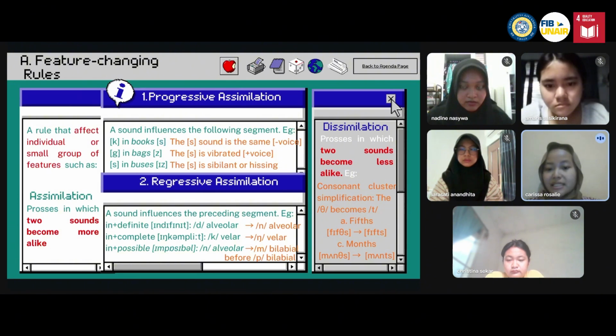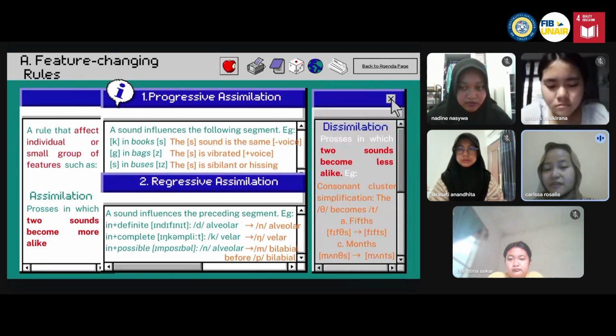The third one is in plus possible, which is known as impossible, in which the N alveolar turns into M bilabial before P bilabial. The second one is dissimilation, which is a process in which 2 sounds become less alike. For example, there's fifths and months, that consonant cluster simplification, the fricative becomes T.